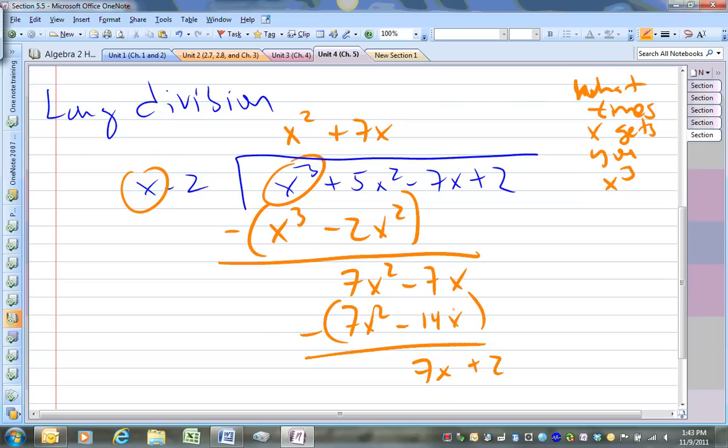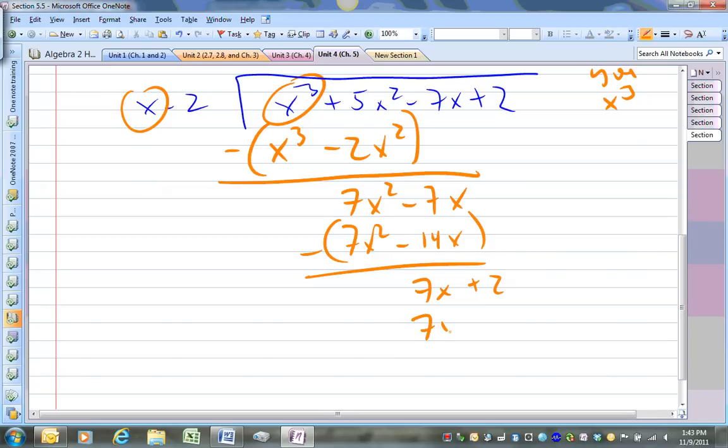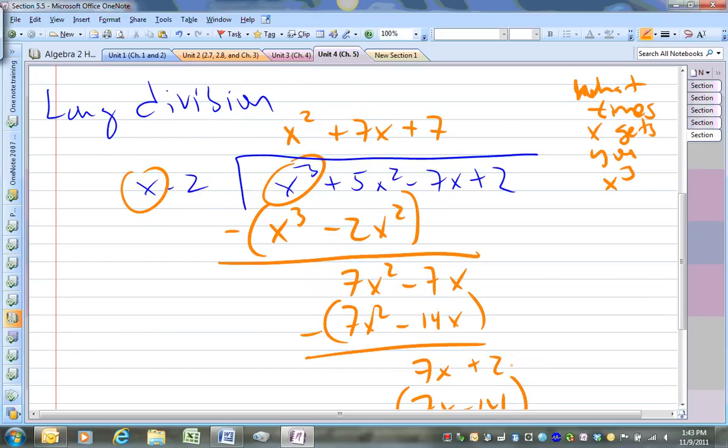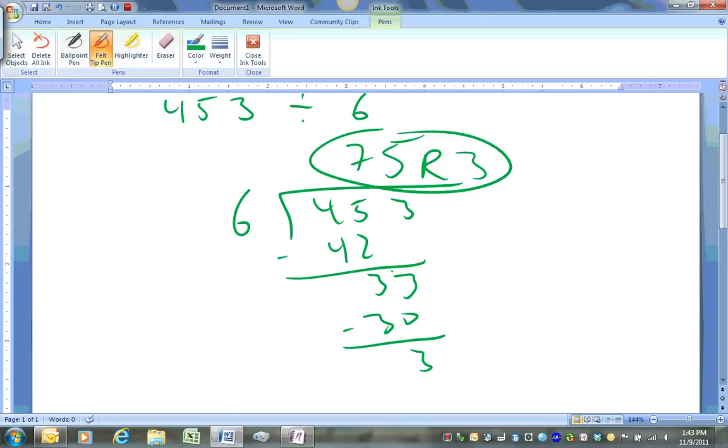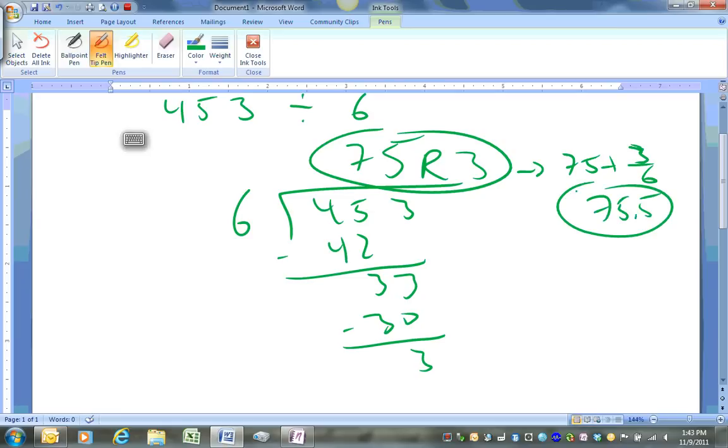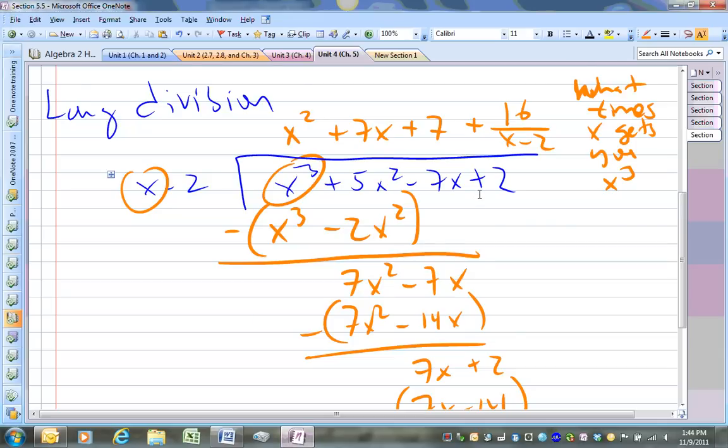Then what times x gets me 7x? 7. Because x goes in 7x 7 times. Work that out. You get 7x minus 14. You get 16. And when we have a remainder, we say plus 16 over x minus 2. Because if you think about it, when you have 75 remainder 3, it's actually 75 plus 3 sixths, or 75.5. If you actually work on the calculator, that's what you would get. So that's what we have here.